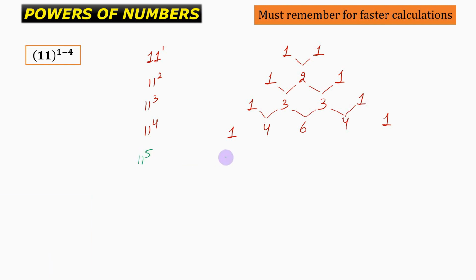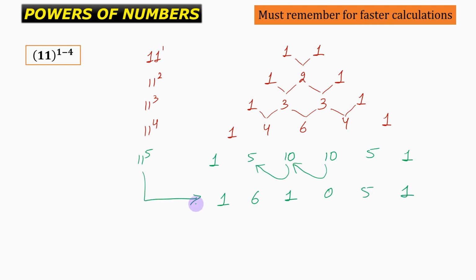Now let us take 11 to the power 5 also. So 11 to the power 5, this one will come over here, this one will come over here. 1 plus 4 is 5, 4 plus 6 is 10, 6 plus 4 is 10, and 4 plus 1 is 5. Now obviously this is incorrect because these are 2-digit numbers. Rather what we do is, this one will get carried over and this one will get carried over, and hence the answer will be 16105, and this is the value of 11 to the power 5.